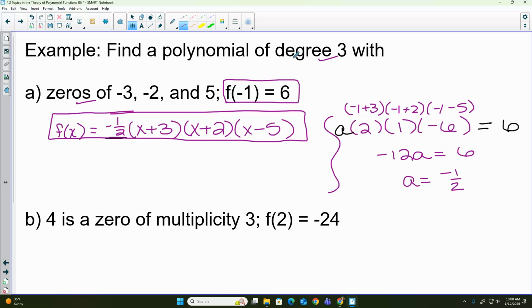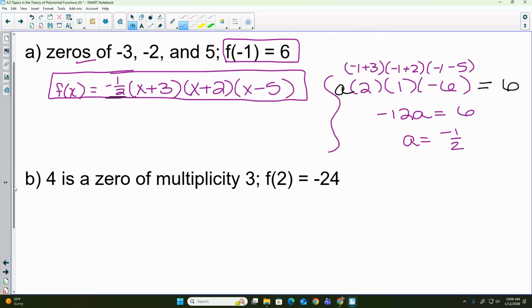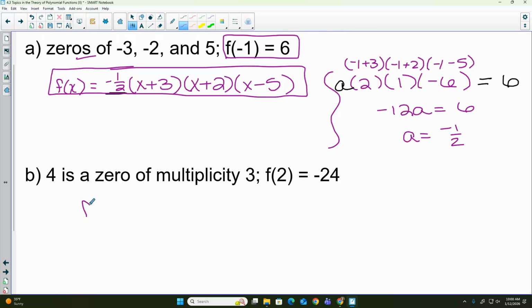Did I lose anybody on that one? Let's try another like that. Four is a 0. If 4 is a 0, what do I have to have in here? Of multiplicity 3. What does that tell me?